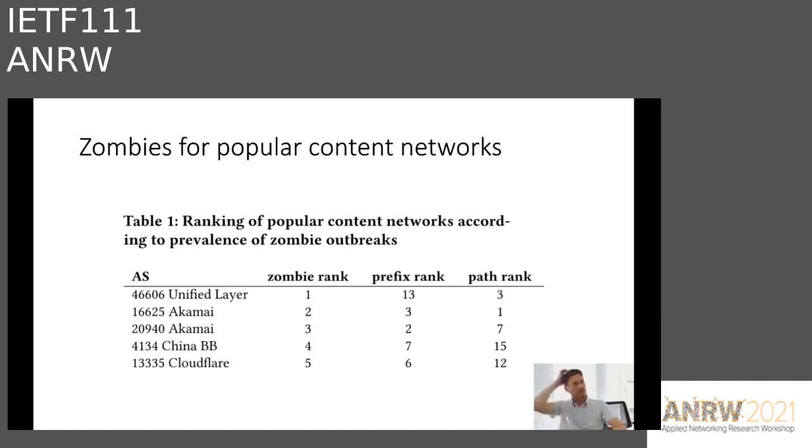And if we think about it, it kind of makes sense. If we assume that BGP zombies are due to bugs in routers, then a long AS path means they're going to involve more routers, and thus more chance to hit one of these bugs.